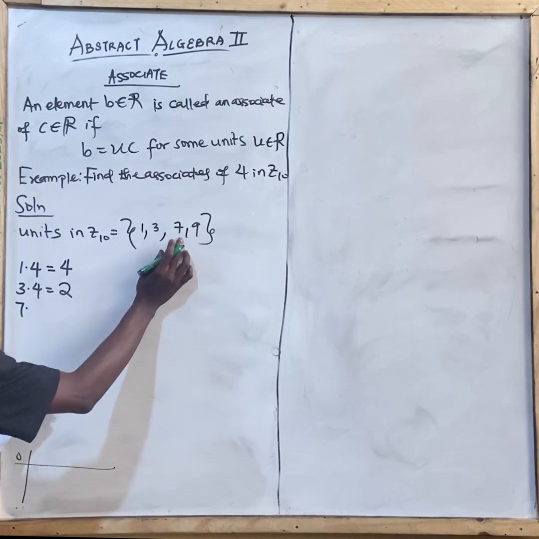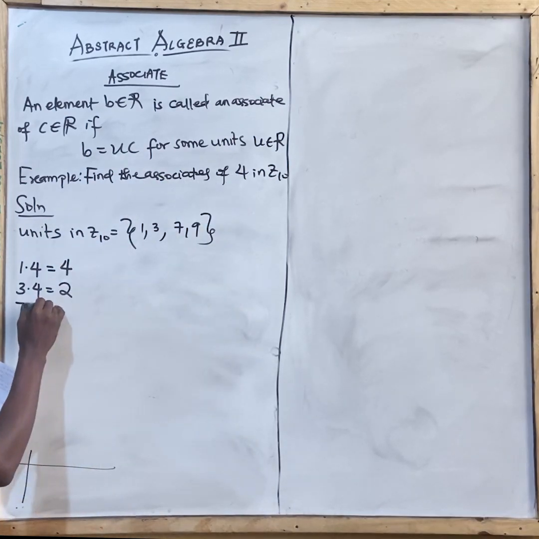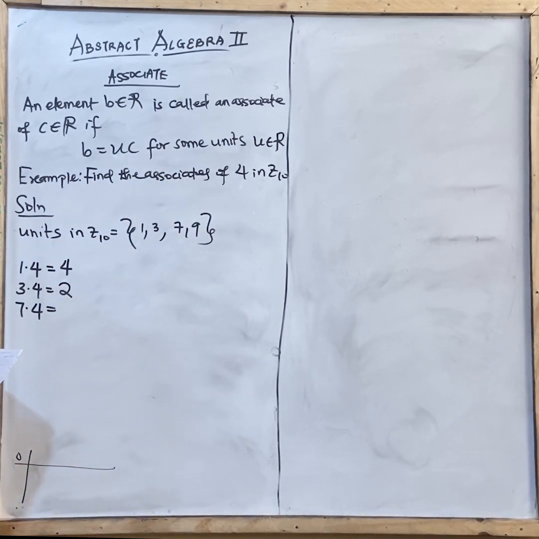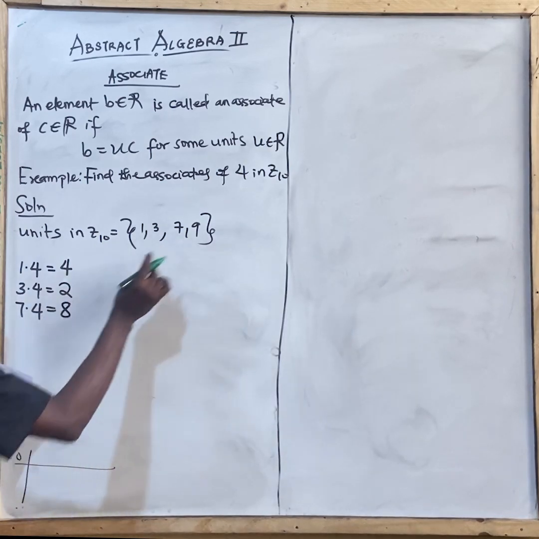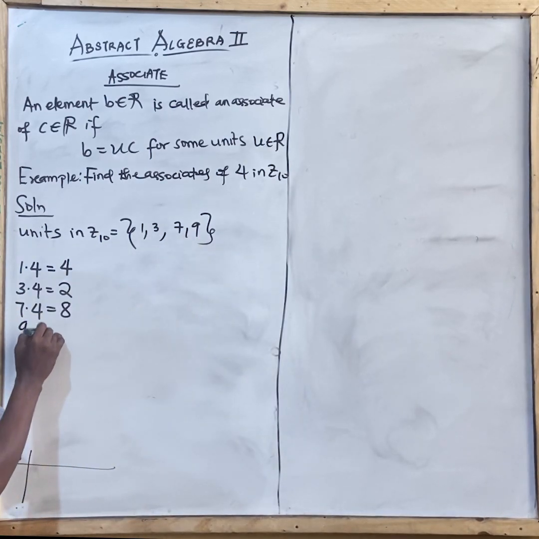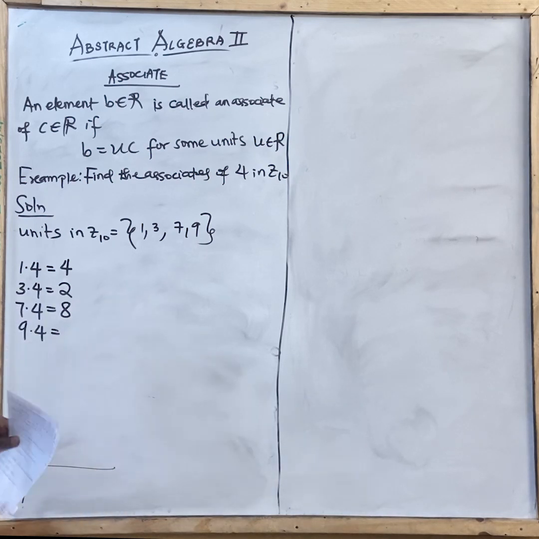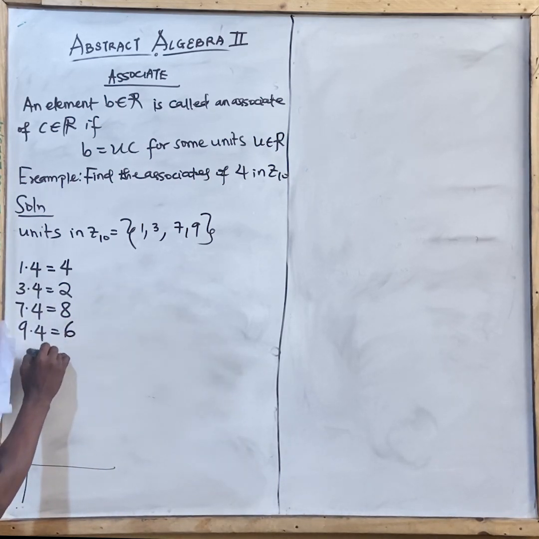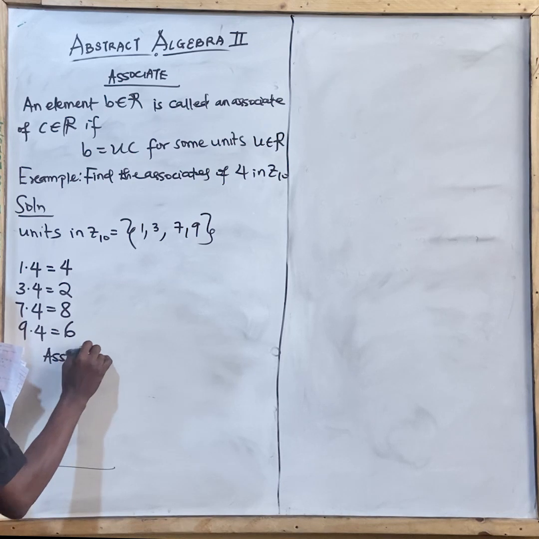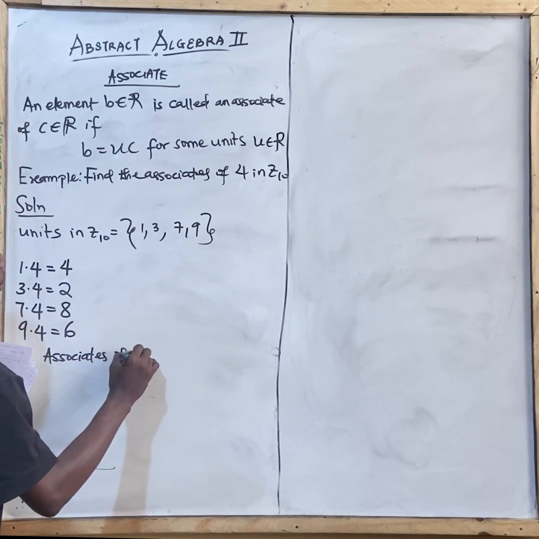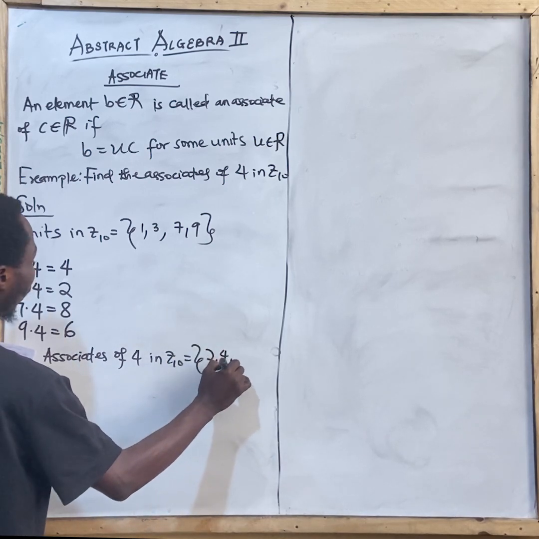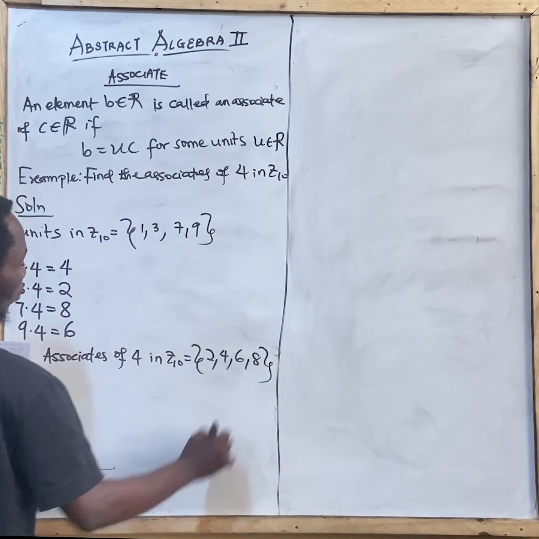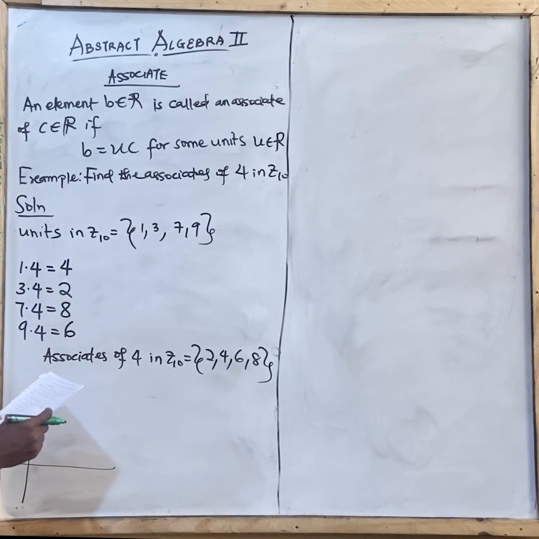Then I pick 7. That's my unit, and C is 4. 7 times 4 will give me 28. In Z10, 28 has remainder 8. Then I pick 9 times 4. That will be 36. 36 in Z10 will be 6. So basically, it means that the associates of 4 in Z10 are 2, 4, 6, and 8. So you can do this yourself.